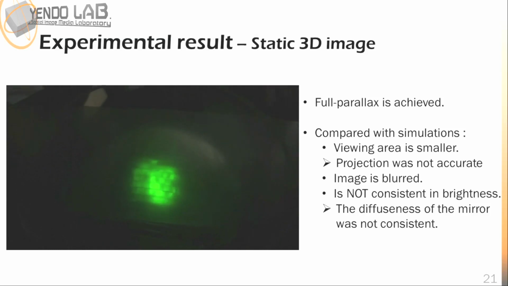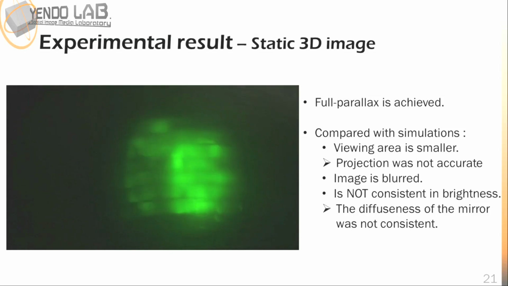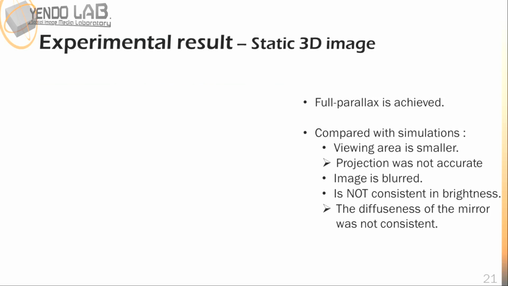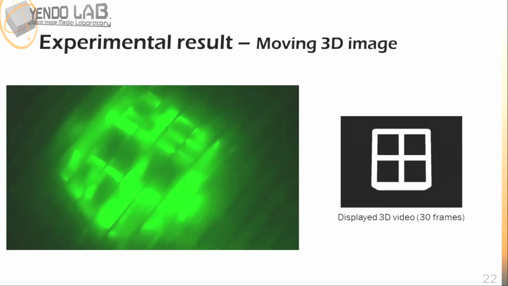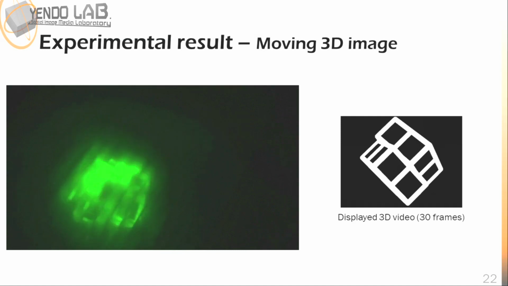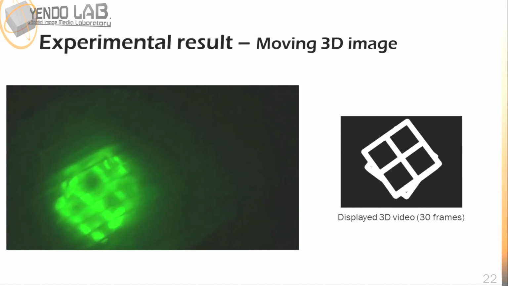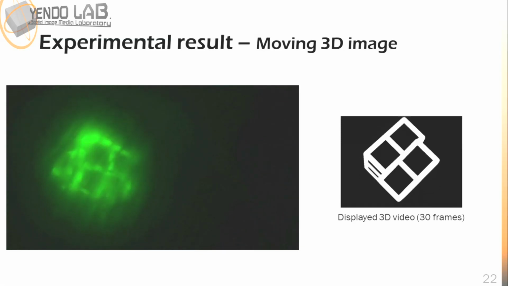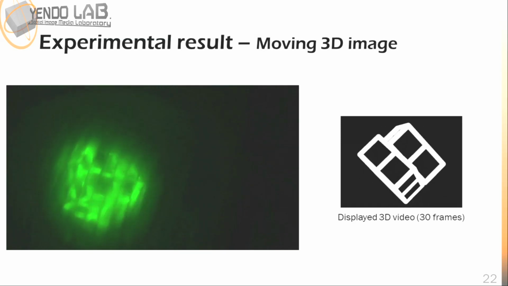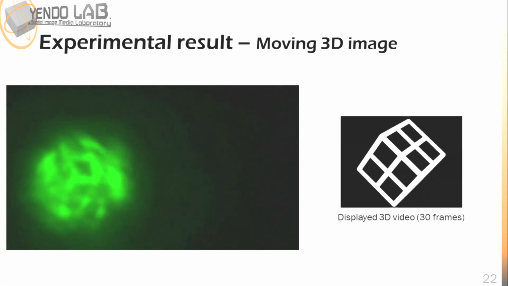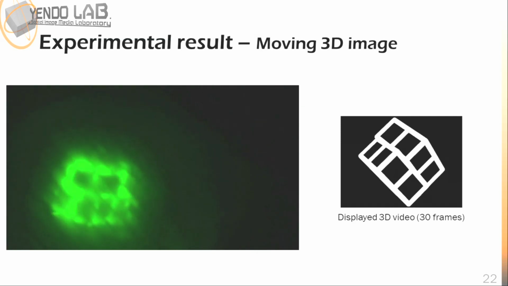In addition, the image is blurred and it's not consistent in brightness. This is because of the inadequate diffuseness adjustment. We also tried to display 3D animation. This animation is a rotating puzzle cube, and this is a 30-frame animation. The animation displayed by the prototype is occlusion capable and full-parallax.